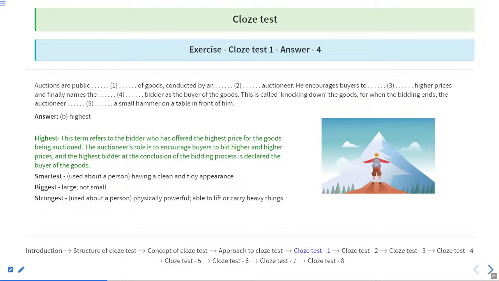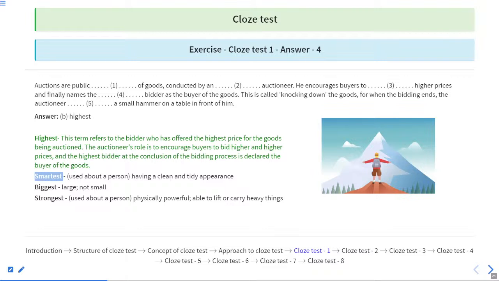Auctions are public sale of goods conducted by an approved auctioneer. He encourages buyers to bid higher prices and finally names the highest. This is the right option as buyer of goods. It is his job to choose the bidder who has offered the highest price for the goods. So the auctioneer's role is actually to encourage his buyer to bid higher and higher prices, and the highest bidder who remains at the conclusion of the bidding process is declared the winner, is declared the buyer of goods.